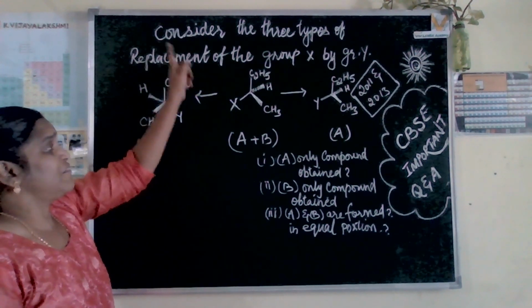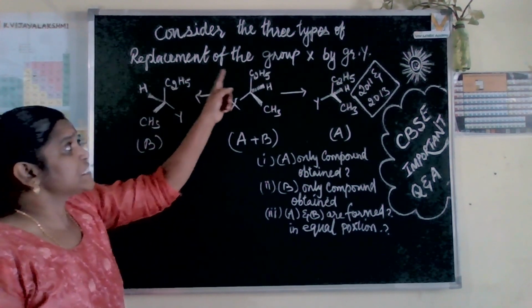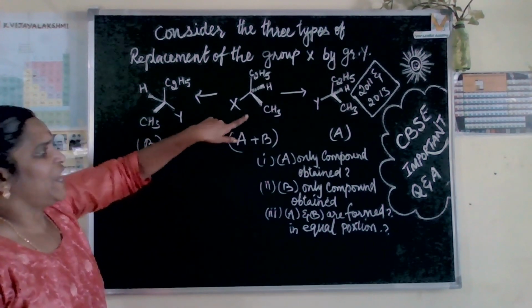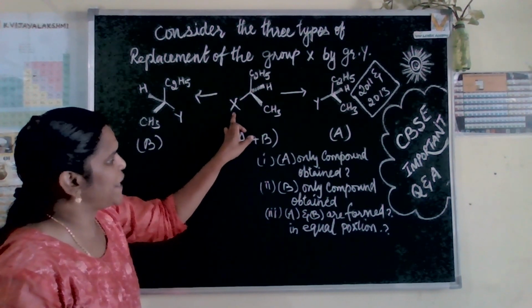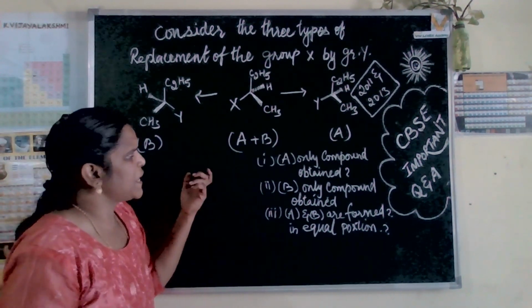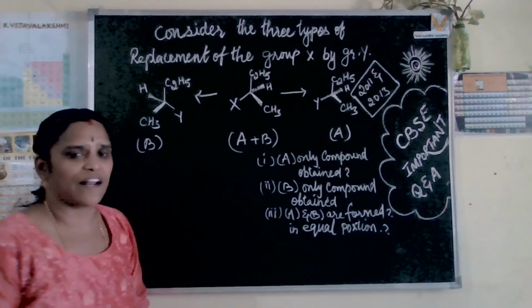Okay, now in the first question, consider three types of replacement of group X by group Y. Now this is the middle point here. A and B, group X replacement of group Y. So here A plus B combine. Here A compound and B compound. What question arises from here?